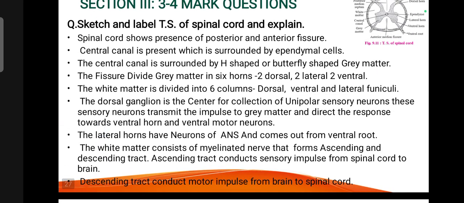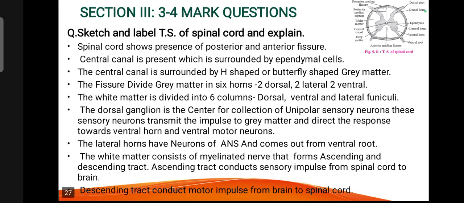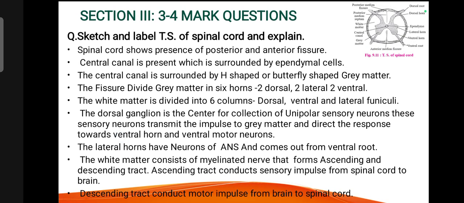Sketch and label TS of spinal cord and explain. So the diagram is given here, you can see the description. Spinal cord shows presence of posterior and anterior fissure. Central canal is present, which is surrounded by ependymal cells. The central canal is surrounded by H-shaped or butterfly-shaped gray matter. The fissure divides gray matter into 6 horns, 2 dorsal, 2 lateral, 2 ventral horns. The white matter is divided into 6 columns, dorsal, ventral and lateral funiculi.